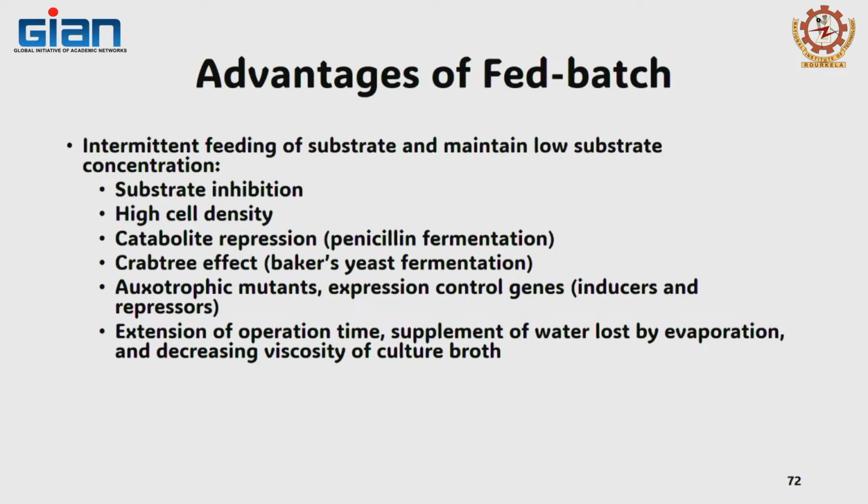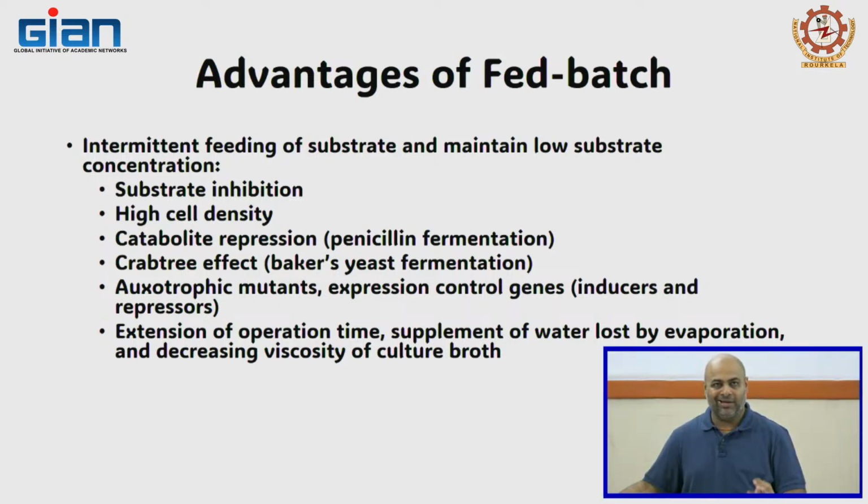So, advantages of the fed batch: intermittent feeding of substrate maintains low substrate concentration that can help with substrate inhibition. If my substrate is the inhibiting factor, I will maintain a lower substrate concentration. So, no inhibition. I can get higher cell density in fed batch as compared to batch. There is this catabolite repression. Example would be a penicillin fermentation process.